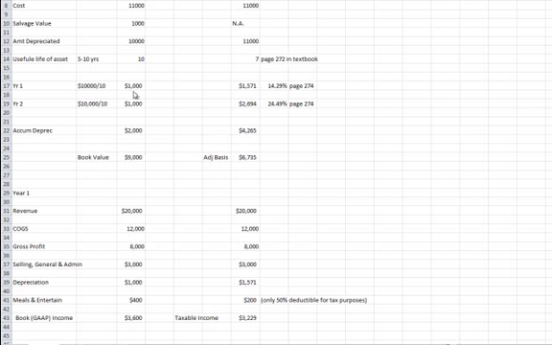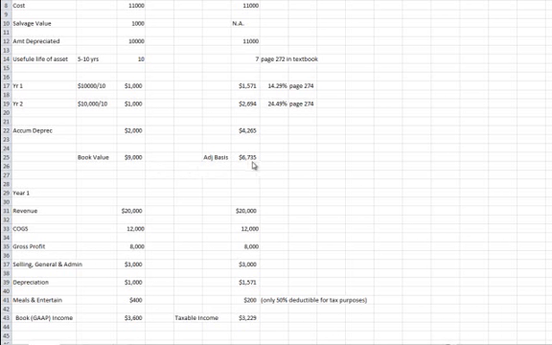Our accumulated depreciation was $2,000 for book purposes, so if you were asked what is the book value of that asset at the end of 2 years, it would be the $11,000 cost less the $2,000 of accumulated depreciation to that point, giving a book value of $9,000.